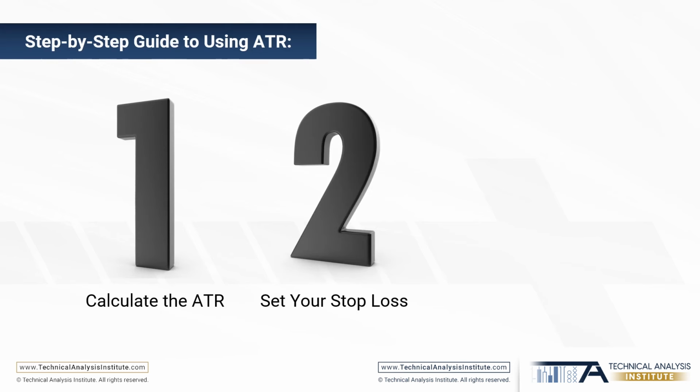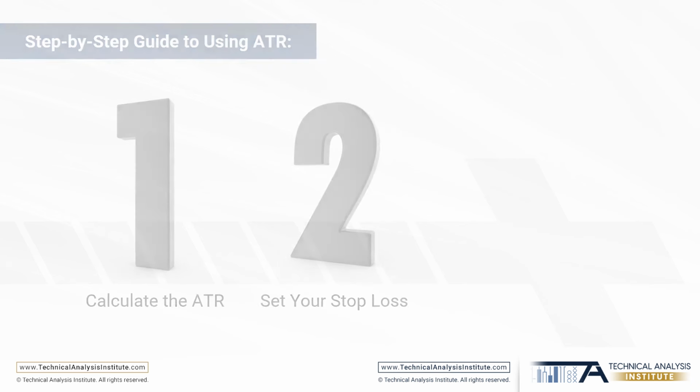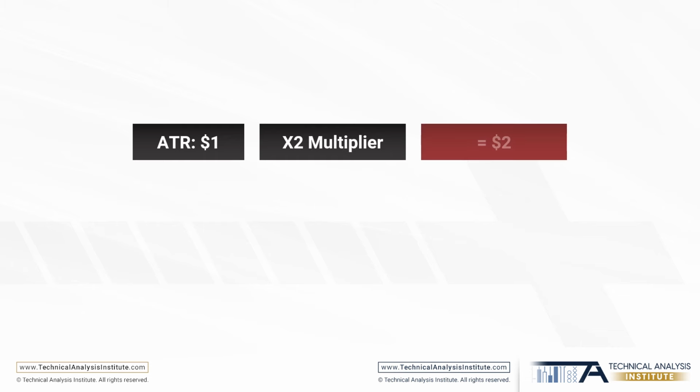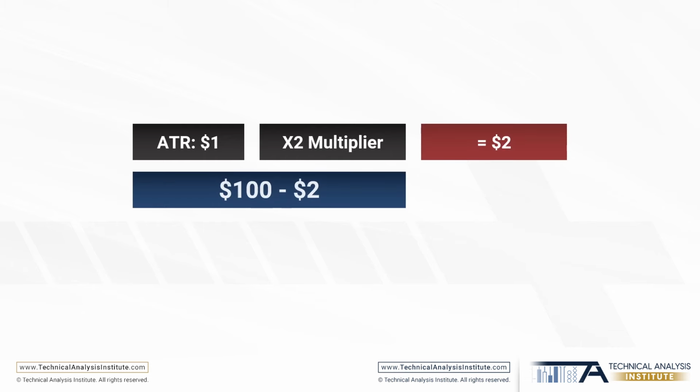Step 2, set your stop loss. To use this ATR in setting your stop loss, decide on a multiplier, commonly 2 or 3 times the ATR. If the ATR is $1 and you choose a multiplier of 2, you'd set your stop loss $2 away from your entry point. If you buy a stock at $100, your stop loss would be $98.